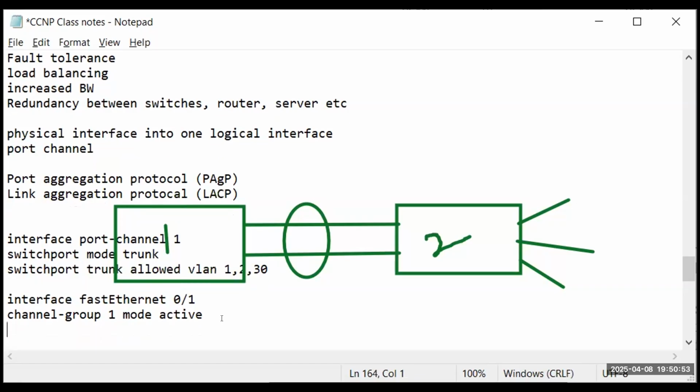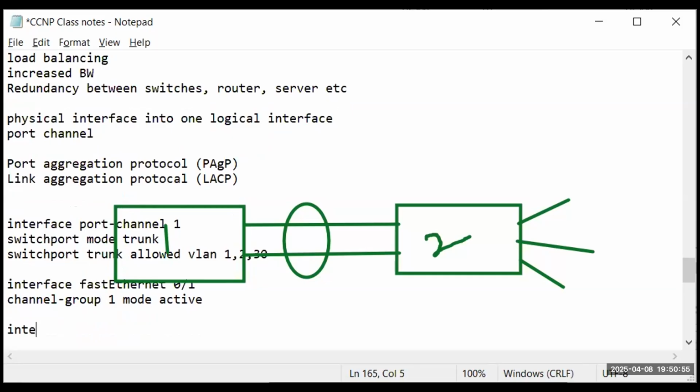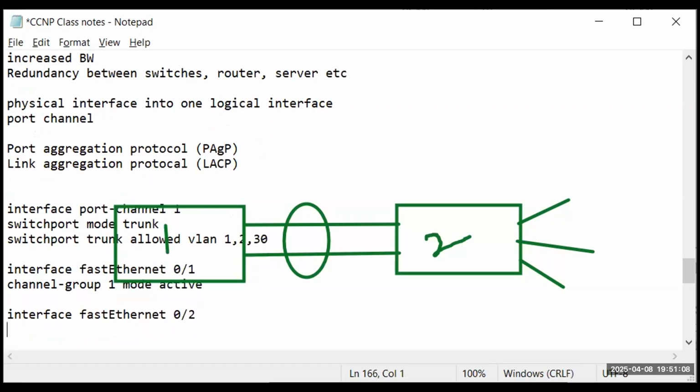Similarly, if you want to group the other interface, it should also come under the port channel. So FastEthernet 0/2, channel-group, the same 1, mode active. This is LACP.